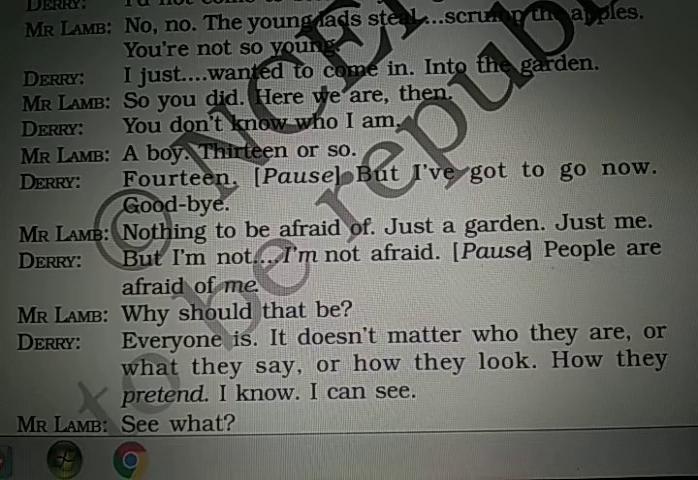Derry: "But I am not afraid. I'm not afraid actually." Pause. "People are afraid of me." I'm not afraid of people, but people are afraid of me. Mr. Lamb: "Why should that be?" How can it happen?